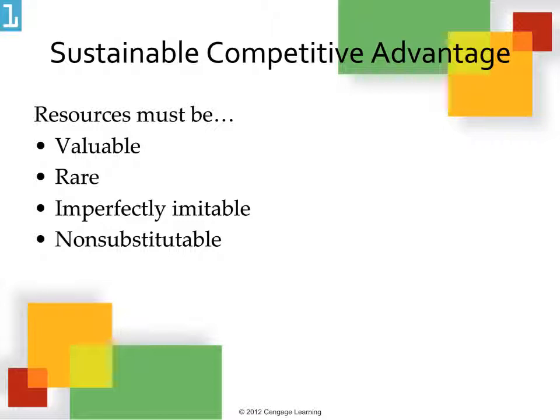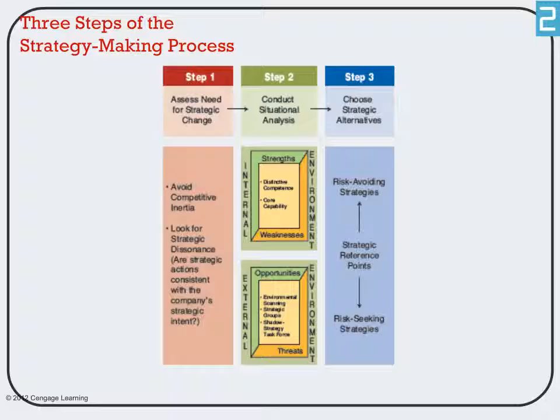Imperfectly imitatable resources are those resources that are impossible or extremely costly or difficult to duplicate. Valuable, rare, imperfectly imitatable resources can produce sustainable competitive advantage only if they are also non-substitutable, meaning that no other resource can replace them and produce similar value or competitive advantage.